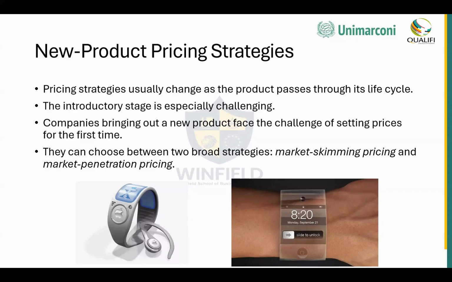But to overcome these situations, let's say you want to overcome the situations where you're not sure of the price that you have set during the introductory stage, what sort of actions should you take?